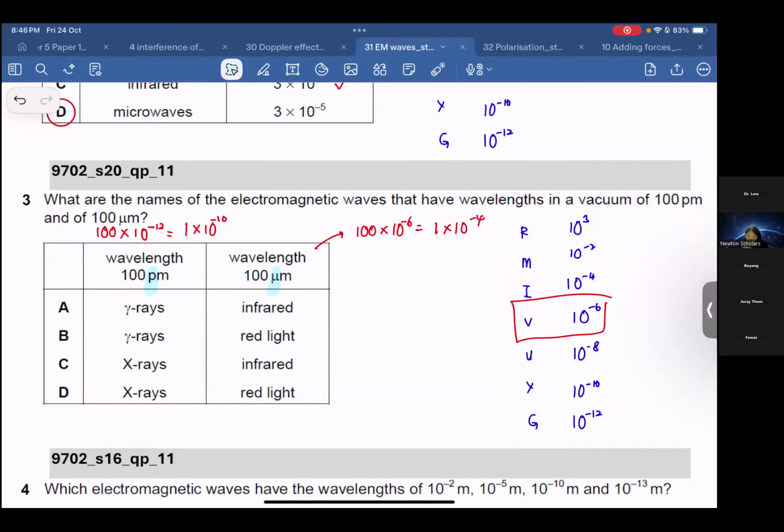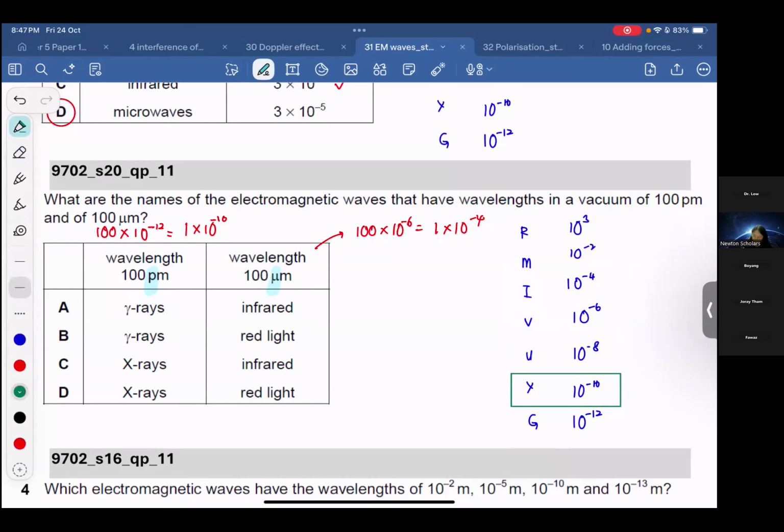Okay, I already converted from pico to the actual value, and from micro to the actual value. So times 10 power of negative 10. It should be X-ray. You see, it should be in the X-ray area. Then 1 times 10 power of negative 4, then it should be infrared. So your answer should be C.